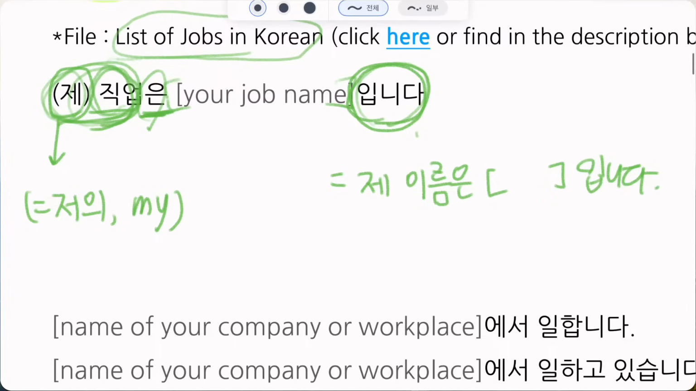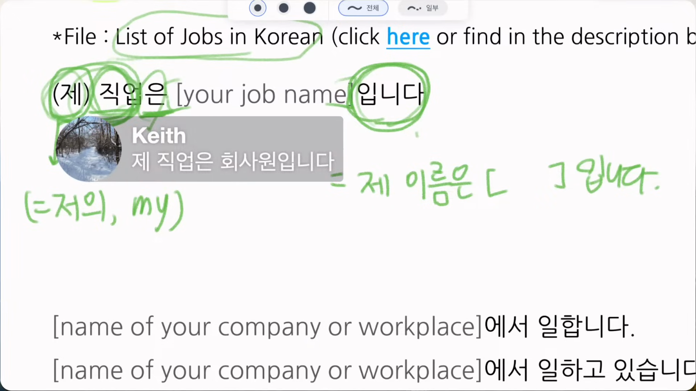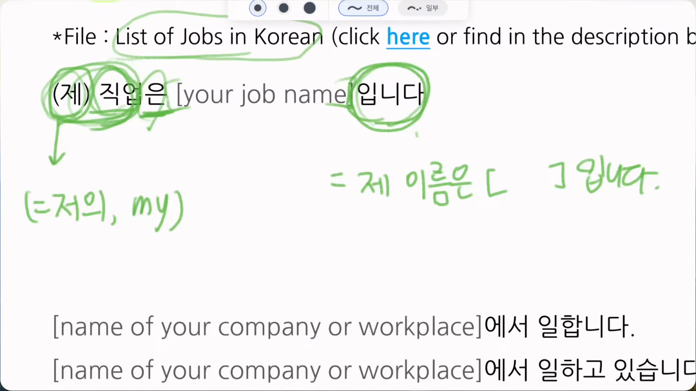그 다음에 또 일하시는 분 있어요? Are there any of you guys who have a job? And could you type maybe what your job is in Korean in the chat section? 회사원. 키스님은 좋아요. 회사원입니다. This is also a good word. 회사 means company. 원, and 회사원 is like you are a company worker. So you're an employee. You work at a company. You have an office job. 이런 뜻입니다. 회사원.